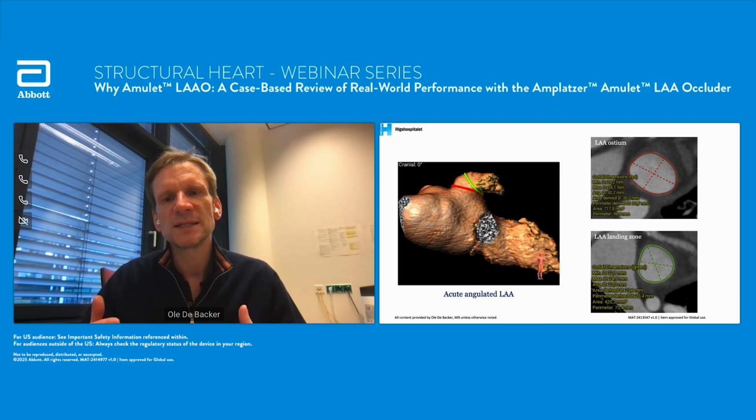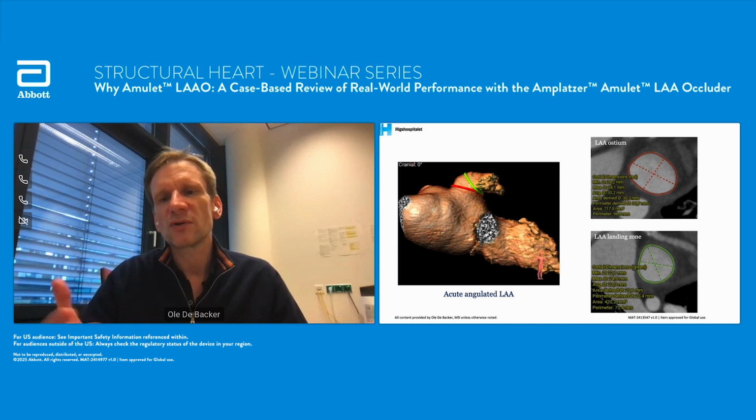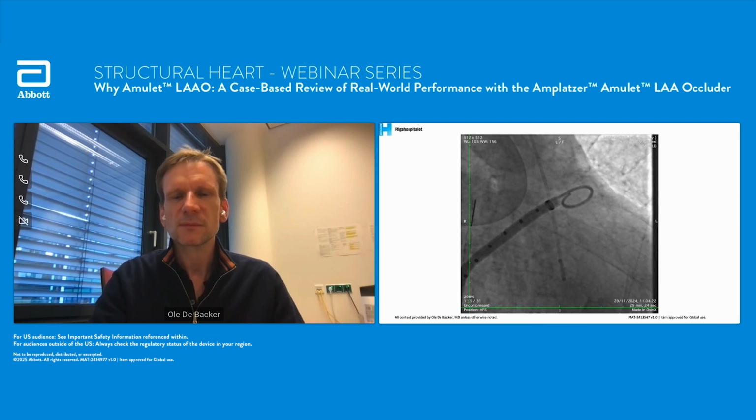So then I end up easily with a 28 device. I check whether the maximum diameter of this landing zone is also not larger than the device size I would take, so the 28. So that's going to be the device I'm going to take in this particular case.